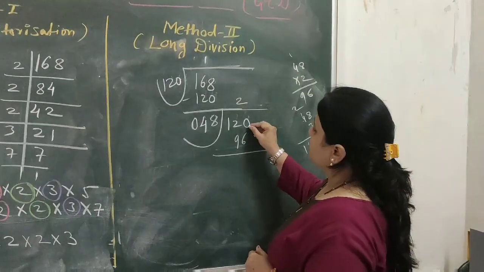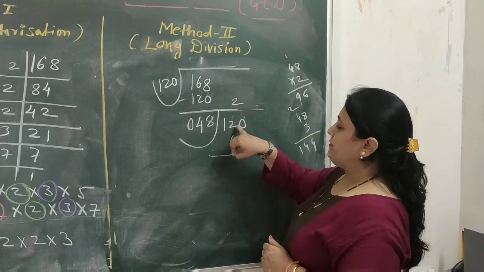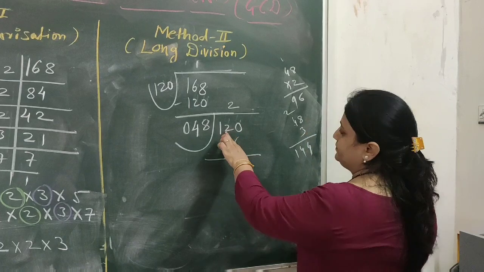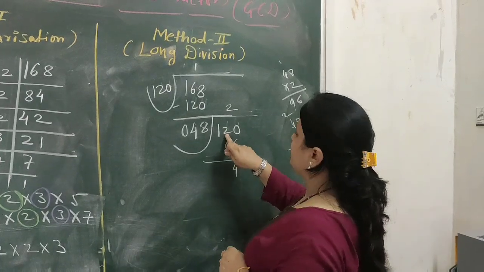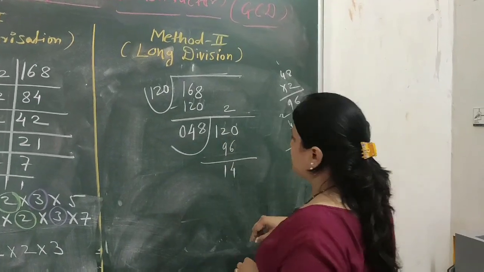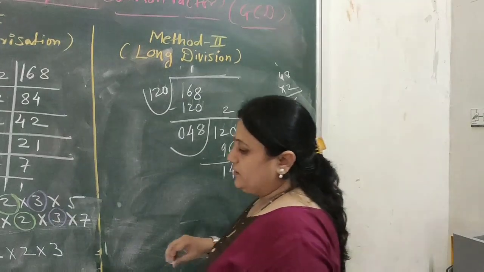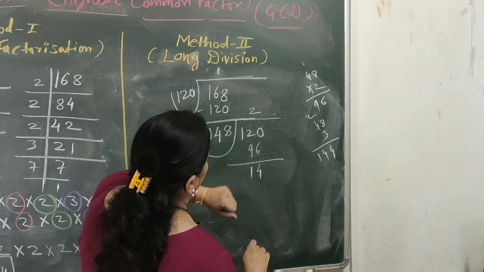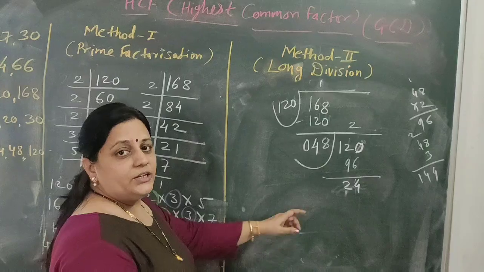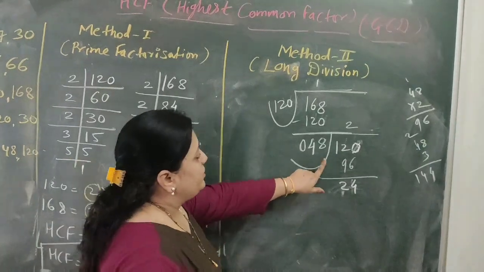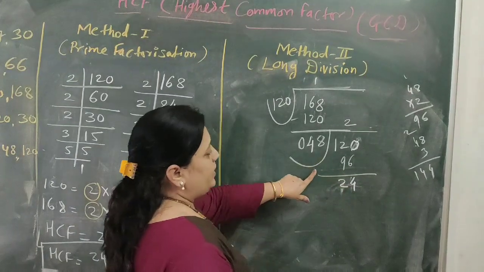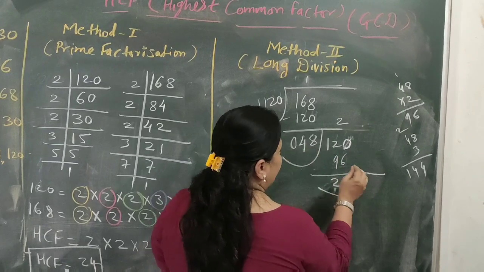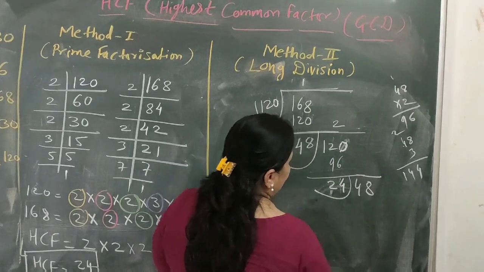Okay. Now 0 minus 6 we cannot do, so we will borrow. So 10 minus 6 is 4. Okay. Here it was 1. So what remains? Now our remainder is 24. So this remainder will become the new divisor, and the old divisor will become the new dividend.